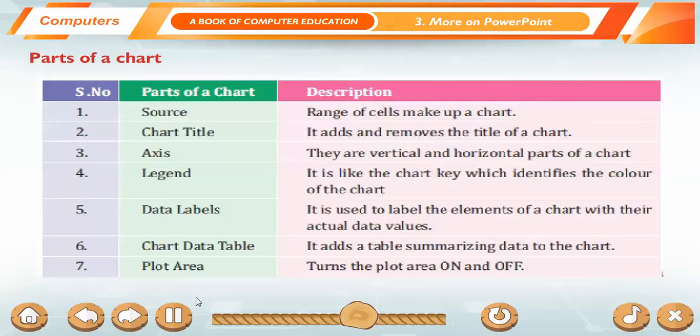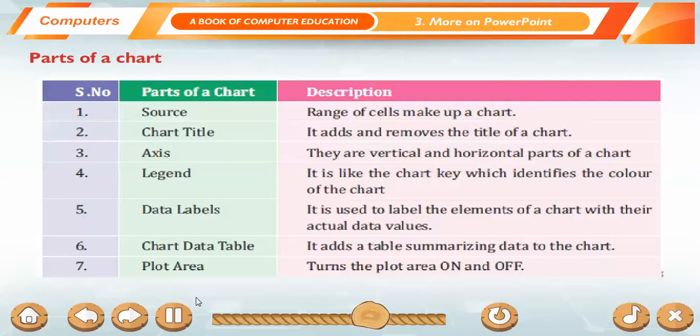It adds and removes the title of a chart. Axis. They are vertical and horizontal parts of a chart. Legend. It is like the chart key which identifies the color of the chart. Data labels. It is used to label the elements of a chart with their actual data values. Chart data table. It adds a table summarizing data to the chart.